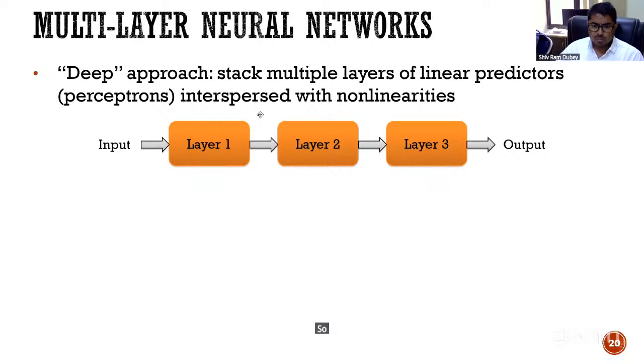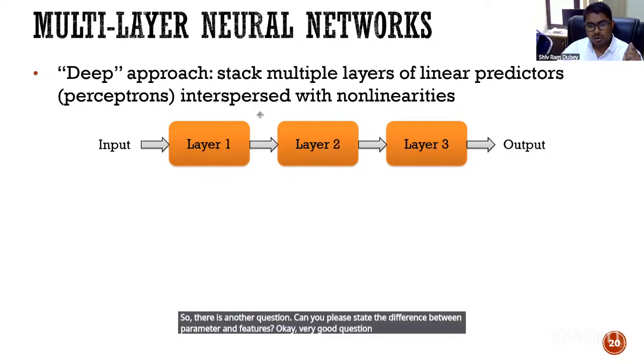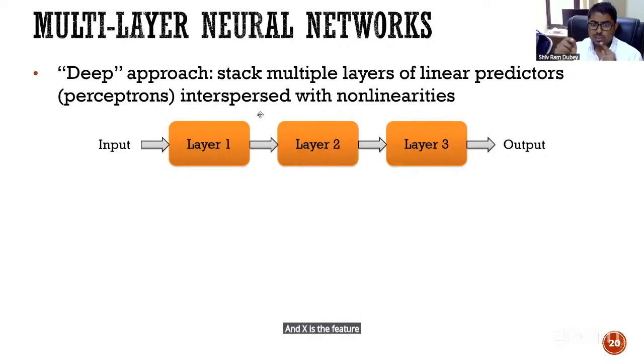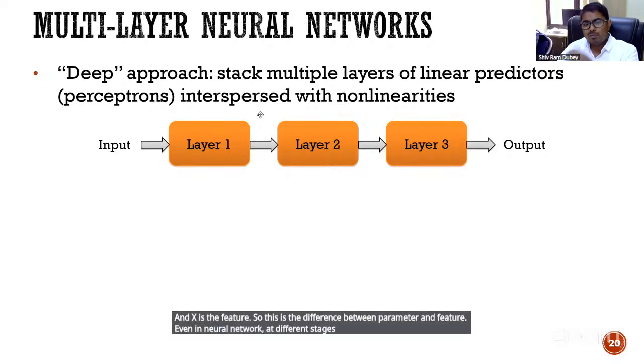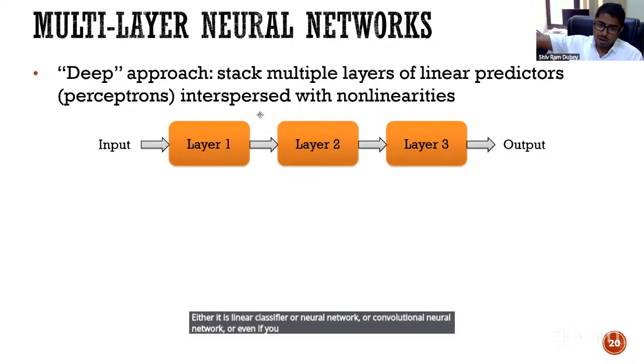So there is another question. Can you please state the difference between parameters and features? Okay, very good question. So what is a parameter? W is the parameter. What is the feature? Xi is actually the feature in this case. So when we are doing W dot X plus B, W and B both are the parameters and X is the feature. So this is the difference between parameter and feature. Even in a neural network, at different stages we perform the same task, W dot X plus B. Everywhere in the entire deep learning, W dot X plus B is being performed. Either it is a linear classifier, or a neural network, or a convolutional neural network, or even nowadays in large language models, everywhere we perform W dot X plus B.